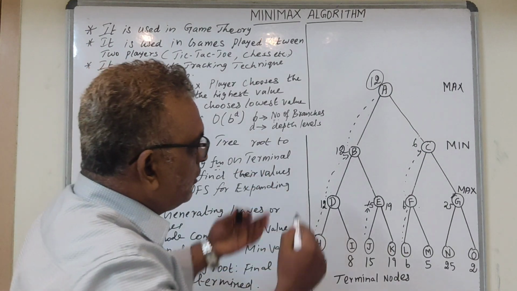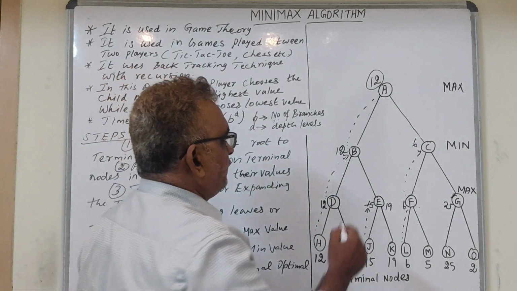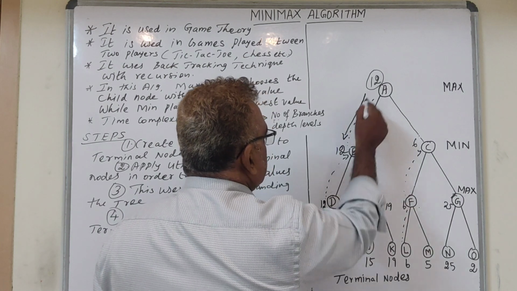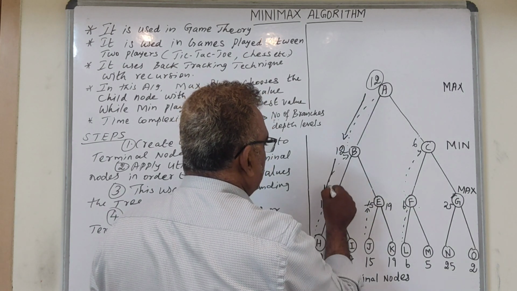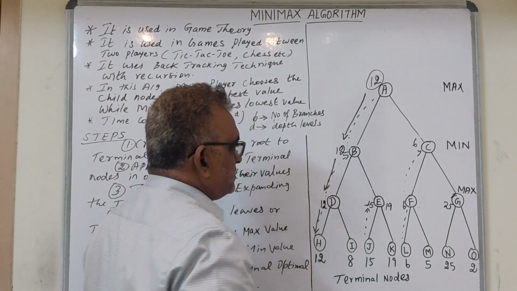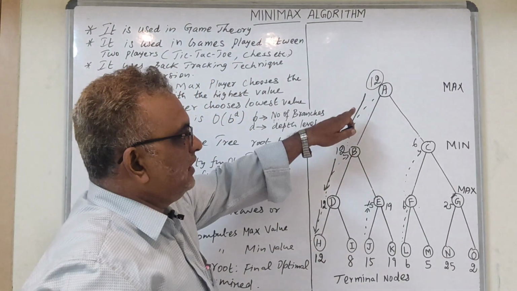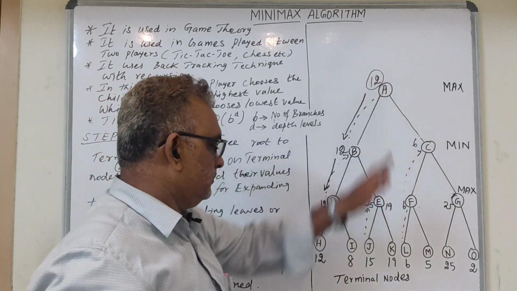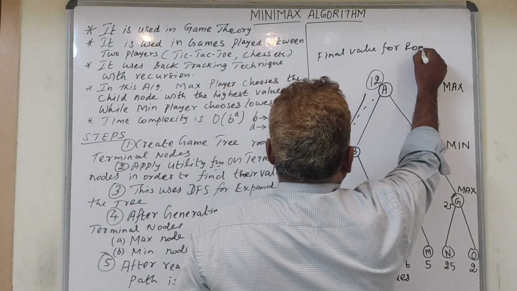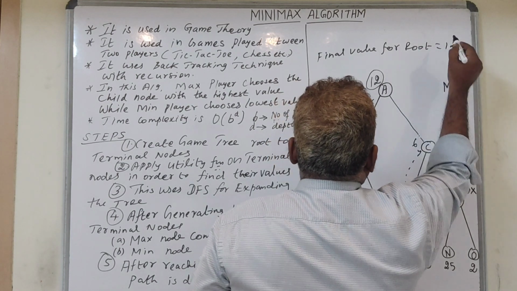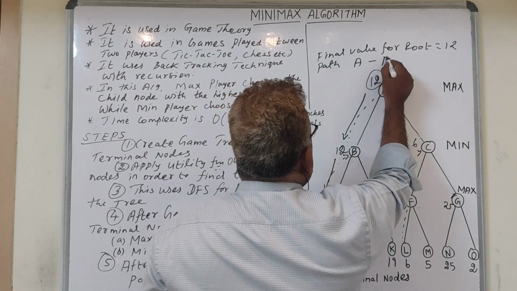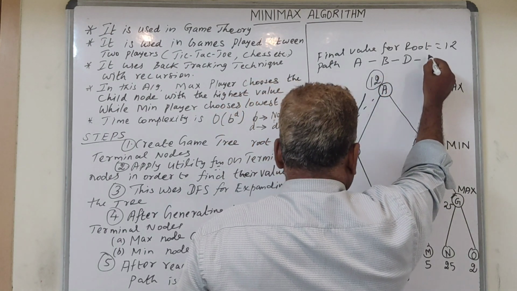Now if you find the path for the maximum player, it is A to B, B to D, and then D to H. That is the path, and the final value for the root node is 12. Okay, the final value for the root node is 12, and the optimal path is A, B, D and H.